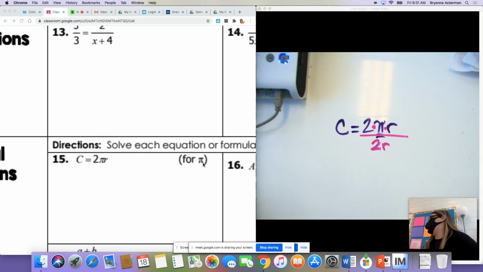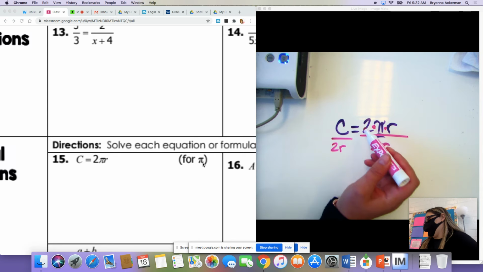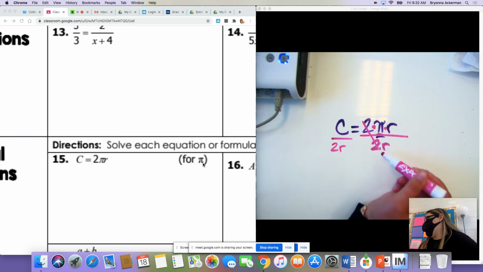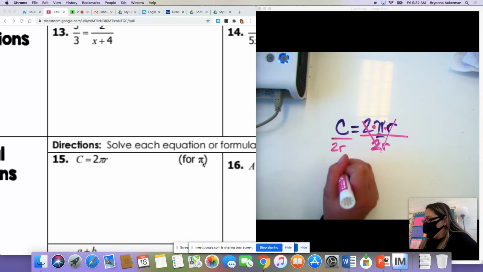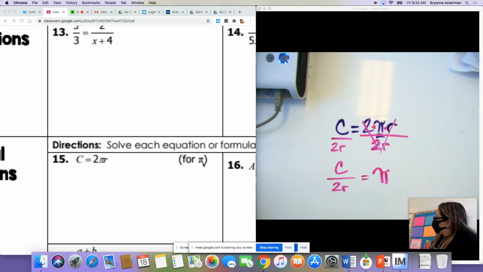So I can divide by 2 and r. Now, could you do it separately? Yes, but this is faster, right? So I'm going to divide both sides by 2r. What that's going to do is 2 divided by 2 goes away. That's 1. And r divided by r, that's 1. That goes away. So I'm left with c divided by 2r equals pi. And so now I've solved for pi. Did I actually get a number? No. Right?